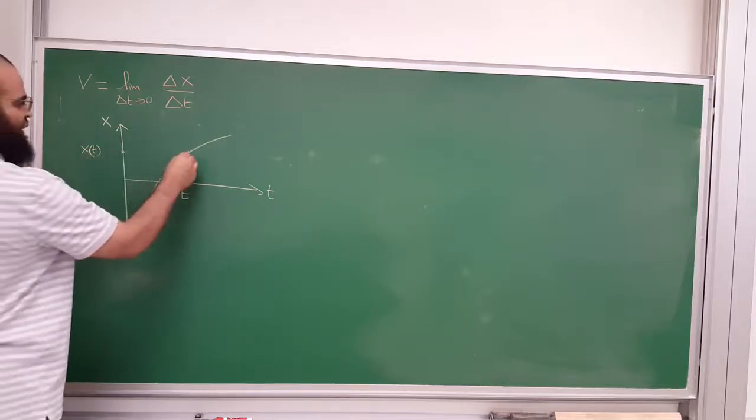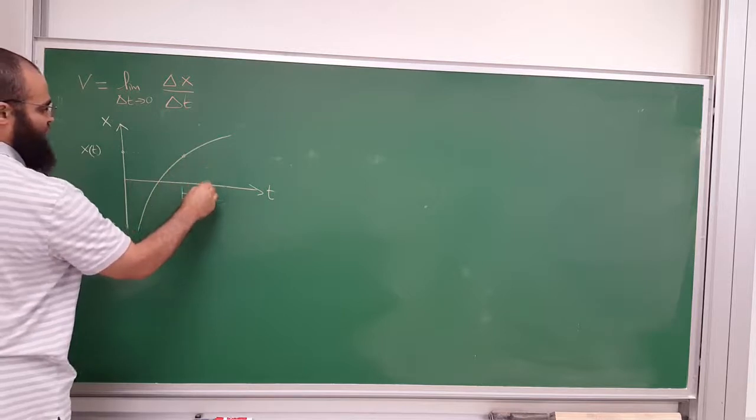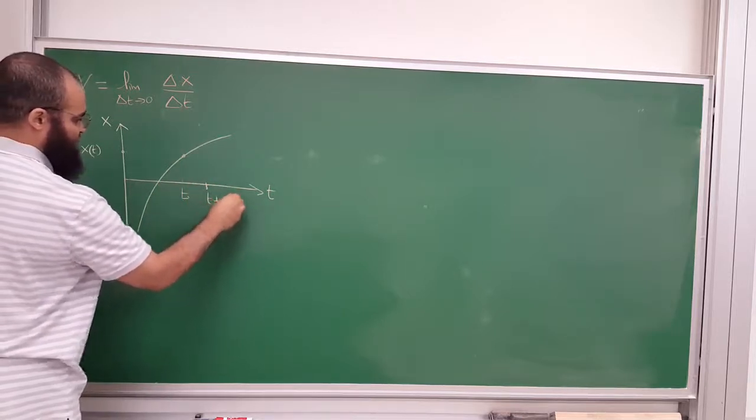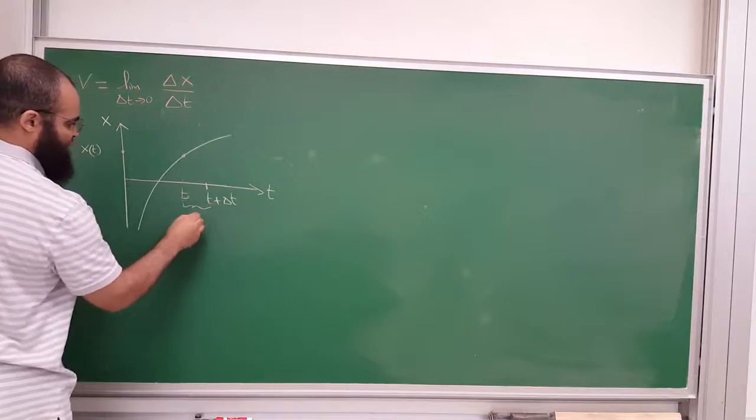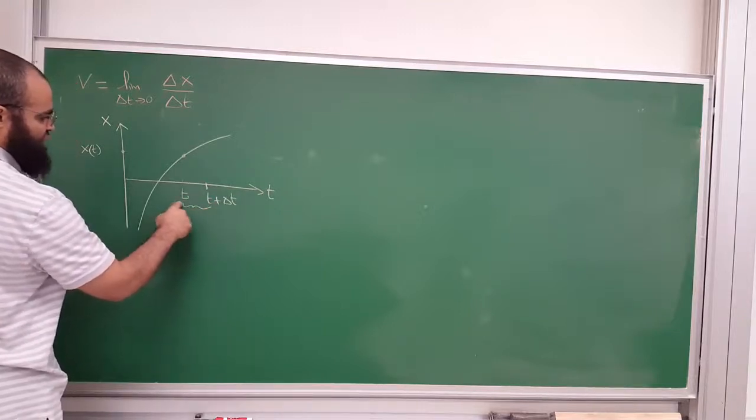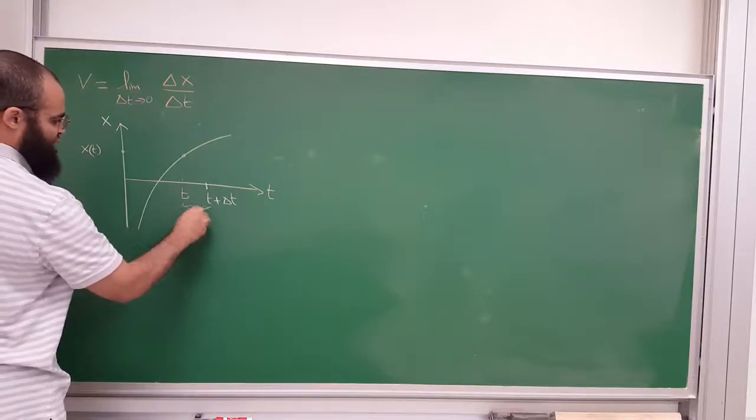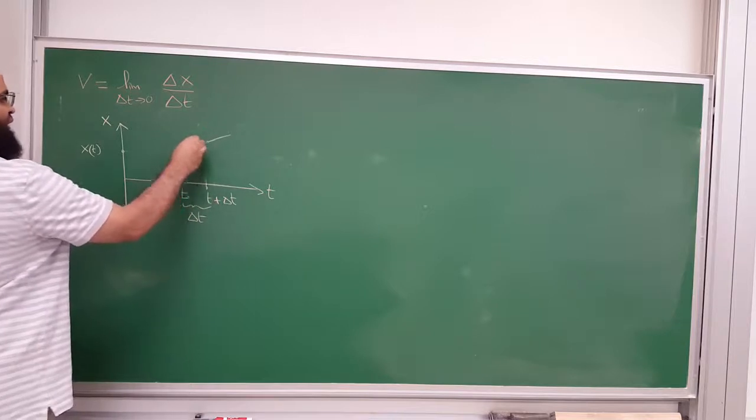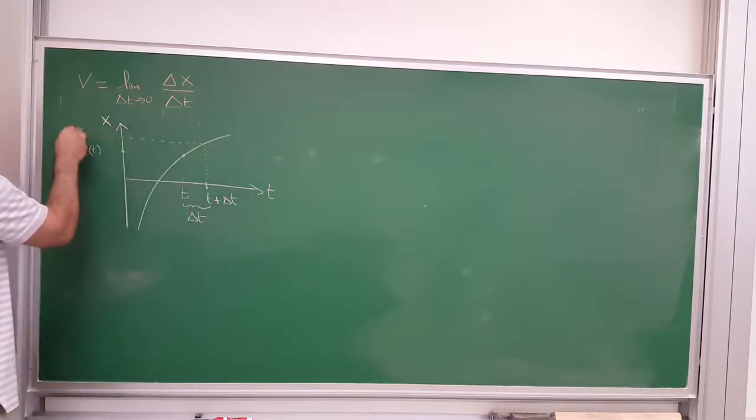And then I will wait a little bit later for an amount delta t, meaning t plus delta t. So the change in time is the final time minus the initial time. T plus delta t minus t, that's a delta t. And then I will measure what the position is at that time. That's the position at t plus delta t.